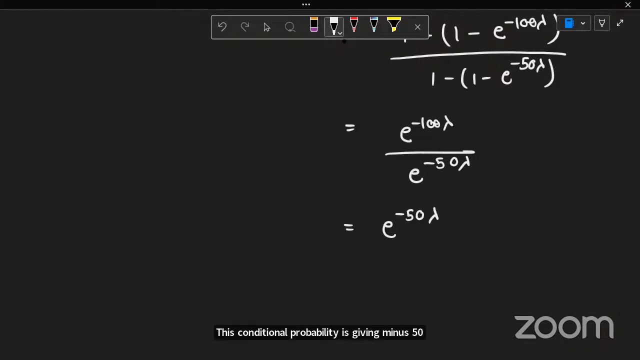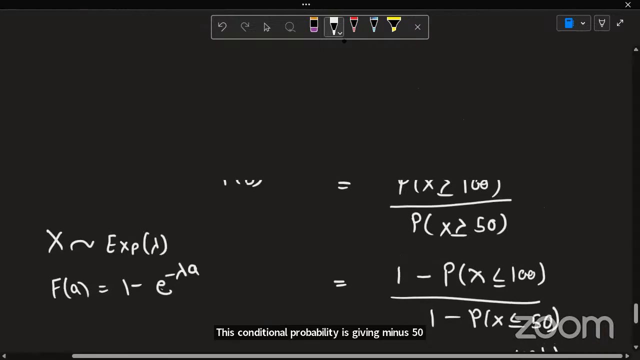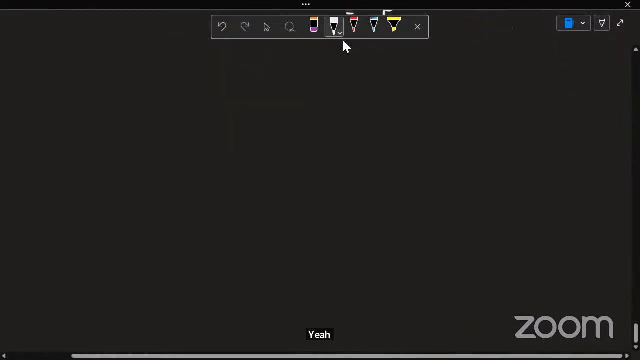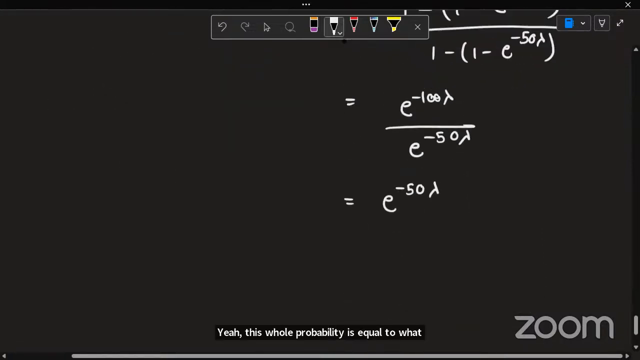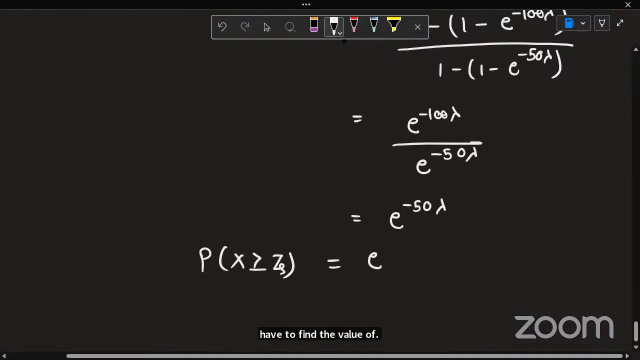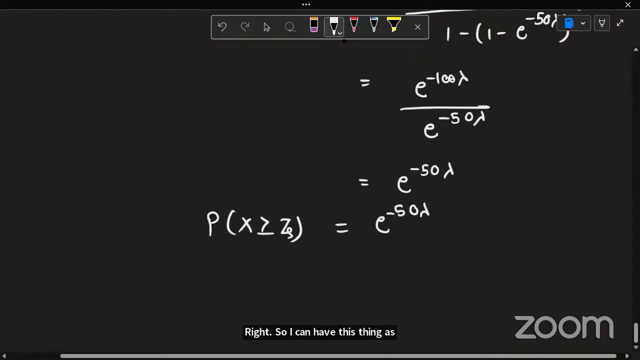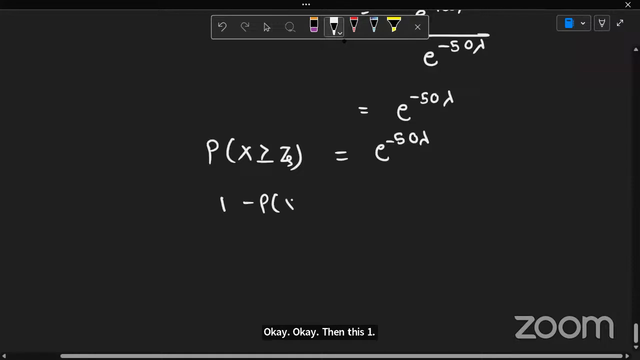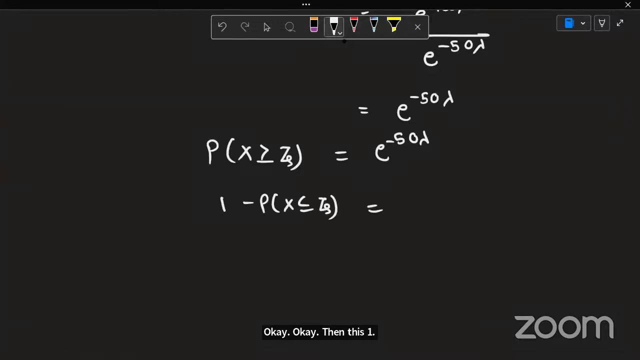But you know that this whole probability is equal to what? They have given that this whole probability was equal to probability x greater or equal to z, and we have to find the value of z only. Fine. So I can have this thing as equal to e to the power minus 50 lambda, right? Is it fine? Yes, ma'am. Okay. Then this one, 1 minus probability x less or equal to z, equals e to the power minus 50 lambda.